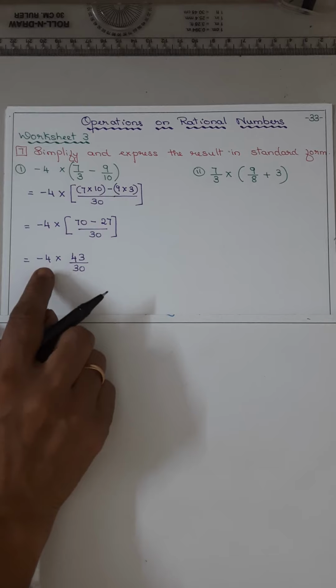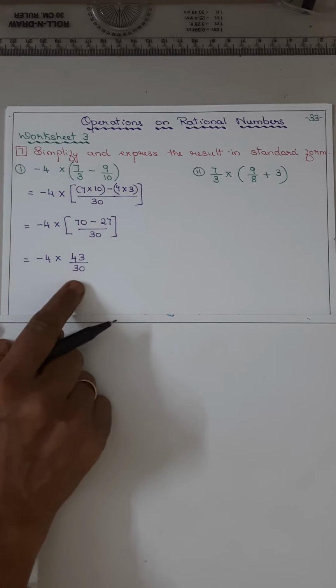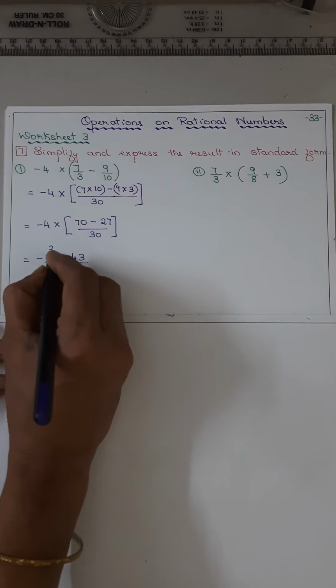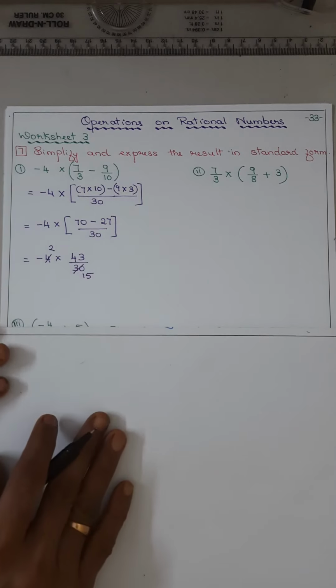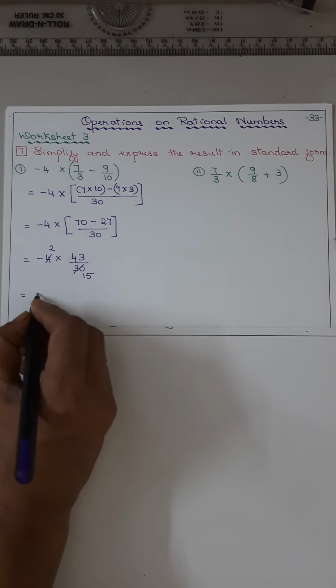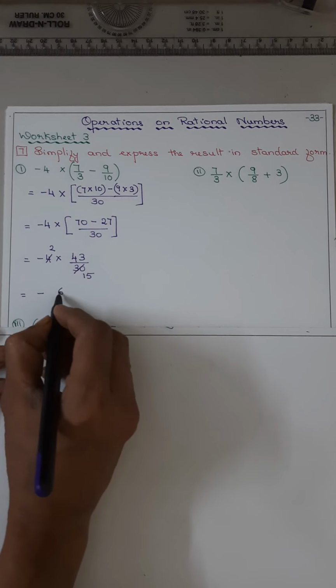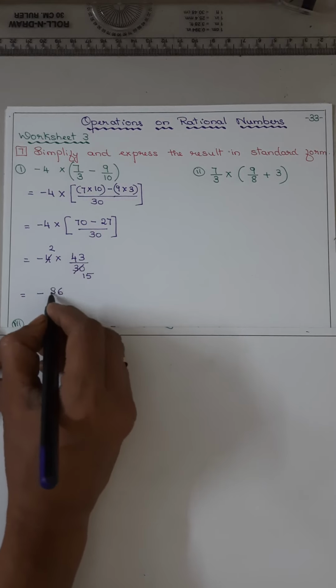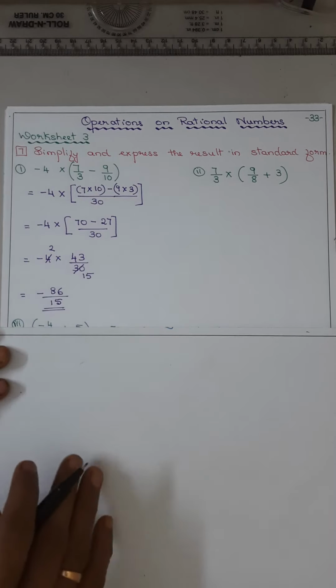Now multiplication, that means cancellation. 4 and 30: 2 2s are 4, 2 15s are 30. Now cancellation is not there. So minus plus minus, 2 3s are 6, 2 4s are 8 upon 15. So it is minus 86 upon 15.